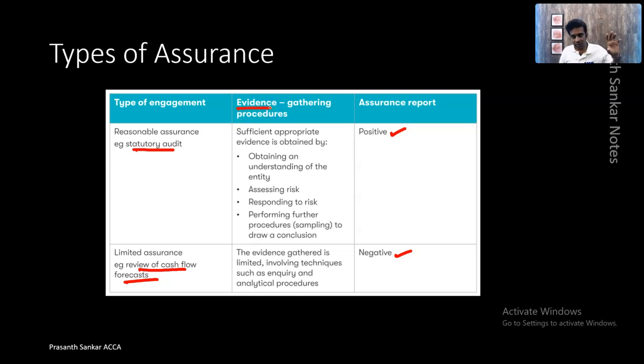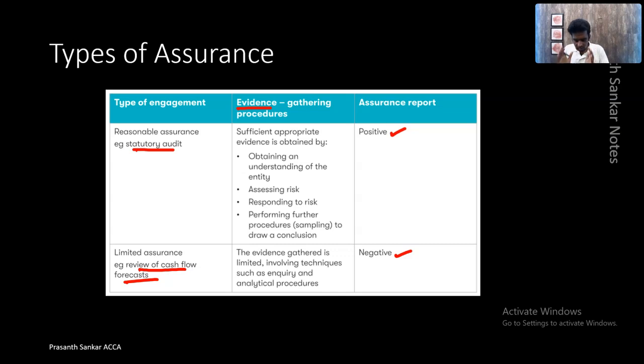Even if you want to give reasonable assurance, even if you want to give limited assurance, you need to gather evidence. How much evidence you will gather, in what areas you will gather it, what techniques you will use, and what process you will follow might differ. In reasonable assurance, we will use everything, we will go all guns blazing to obtain the evidence.